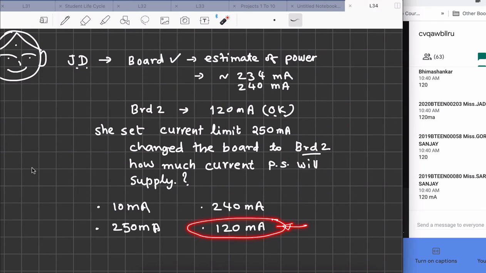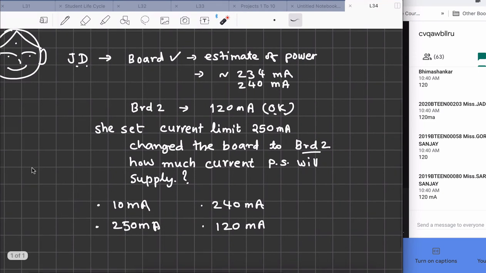Current limit does not mean that the load will draw that much current. If you remove the load, no current will flow, but the current limit will be the same. Are you getting the idea? And in this situation, if she removes the board, power supply is there, just remove the connection, what will be the load current?